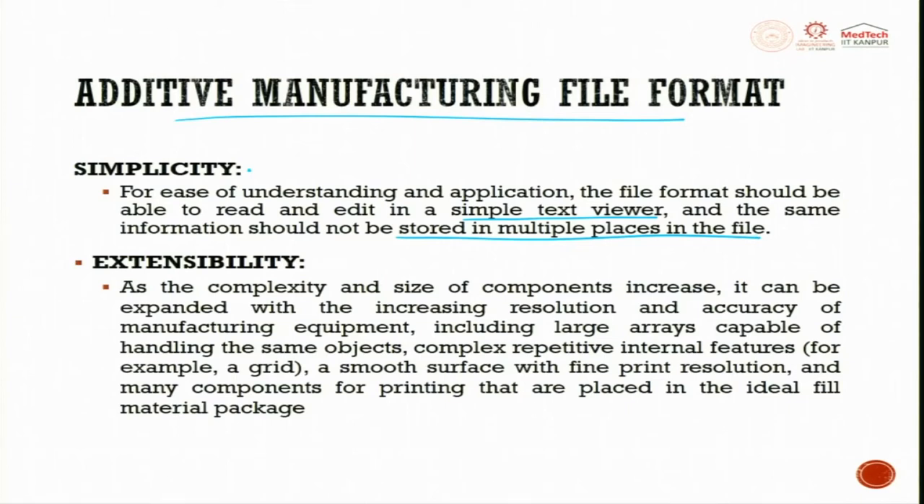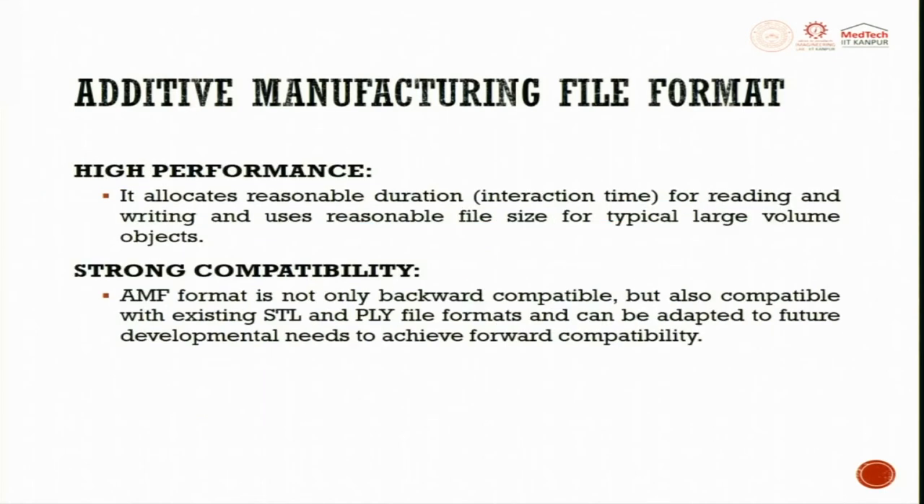It should be extendable. That means you have made an object, and just by adding some module you will be able to make a larger one. As the complexity and size of the component increase, it can be expanded with the increasing resolution and accuracy of the manufacturing equipment, including large arrays capable of handling the same object, complex repetitive internal features, a smooth surface with fine print resolution, and many components for printing placed in the ideal fill material package. So, extendability is also very important. One is simplicity, two is extendability. Today in manufacturing, we always look for extendability.